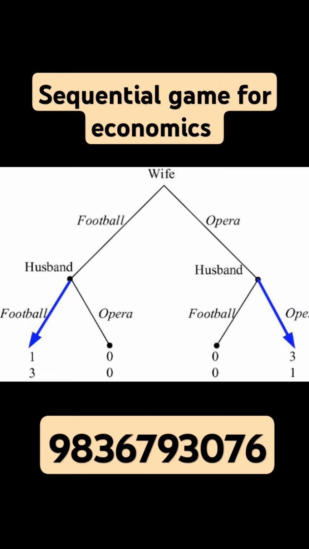So in this game, we can say the subgame perfect equilibrium is more than one. That is football, with payoff 1, 3, or opera, which is 3, 1. Both are subgame perfect Nash equilibria. So the main ideas here are the coordination problem, the first mover advantage which the wife gets here, and two possible equilibria: both football and both opera.